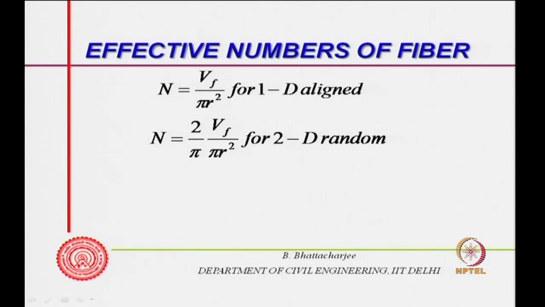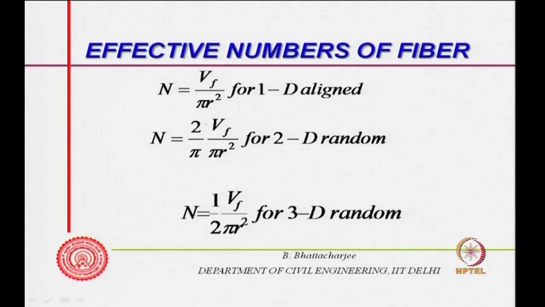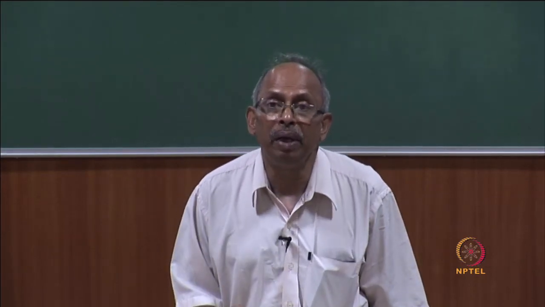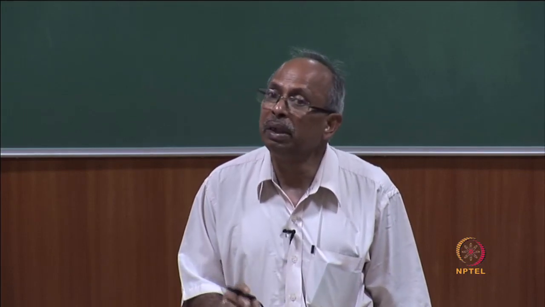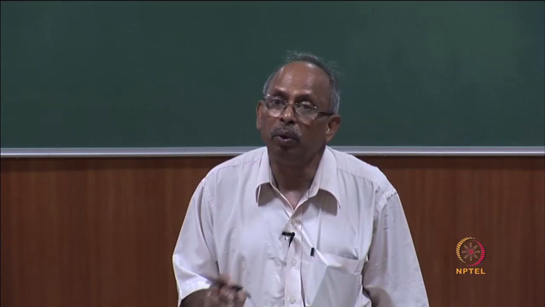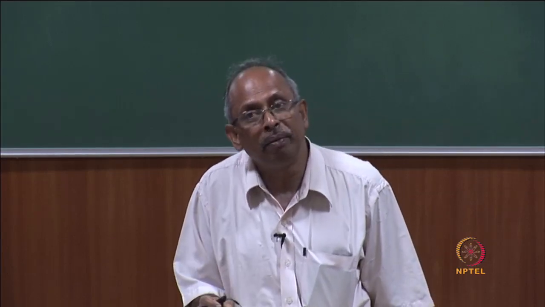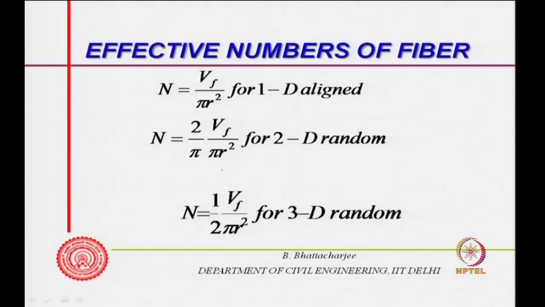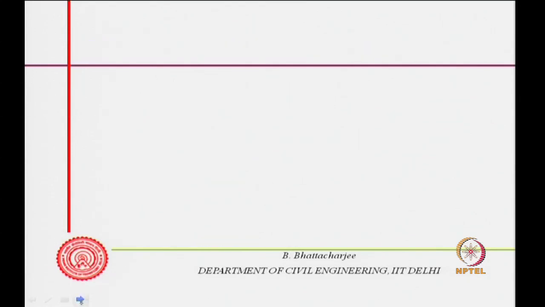So, the number of fibers in short fiber composites one can take approximately as V f by pi r square for 1D aligned, 2 by pi V f by pi r square in 2D random, and in 3D random one can take approximately half of that as the effective number of fibers. We have written V f divided by pi r square for aligned fibers, and we have seen that if they are short they will not be effective, but we have not talked about the number of fibers. We said the effective fibers take the load for calculating the crack width, and this is what one can assume roughly: the number of fibers along the direction of the load is given by this effective number of fibers.